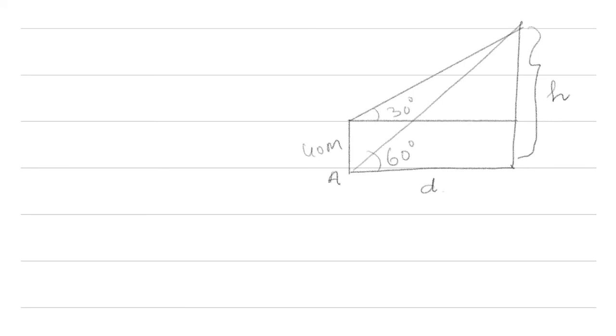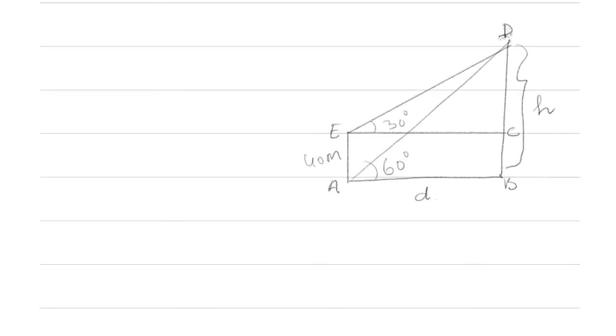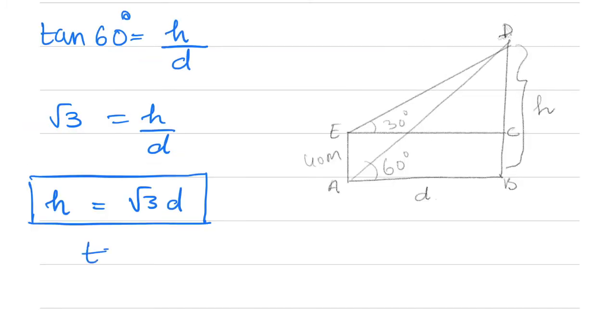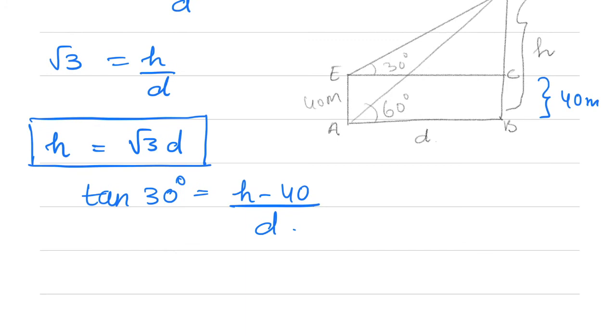Let's name the vertices: A, B, C, D and E. Tan 60 degrees is equal to h by D. So tan 60 degrees, which is root 3, is equal to h by D. H is equal to root 3 D. Now we can say tan 30 degrees is equal to h minus 40, because this is 40 meters, divided by D. So tan 30 degrees, 1 by root 3, is equal to root 3D minus 40 by D.